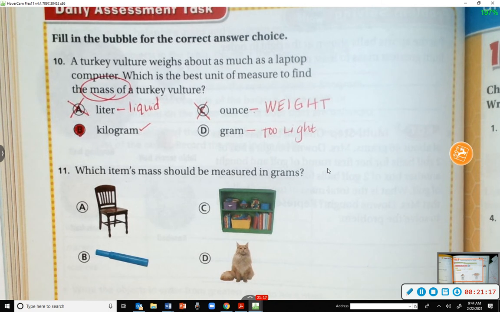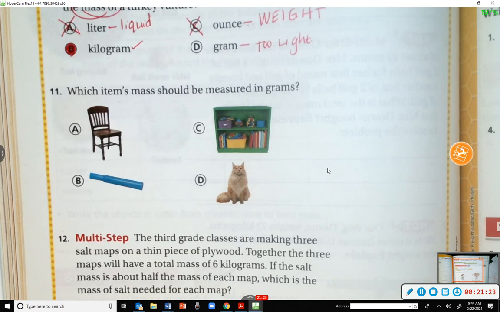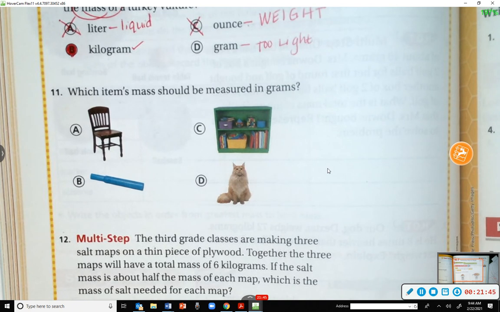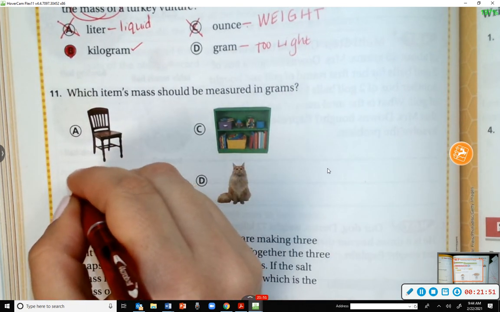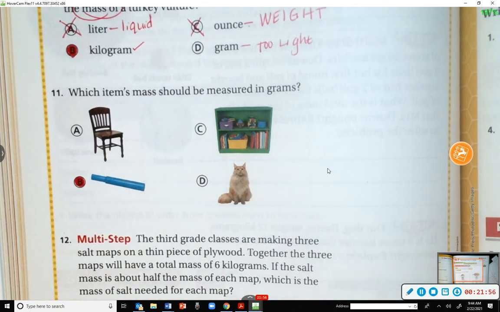Okay? Number 11. Which item's mass should be measured in grams? We have a chair, a highlighter, a bookshelf, and a cat. B. What do you think, Allie? A is too big and C is too heavy, and I don't know about D, and it's B because it's the lightest. Gram is very light. It's just a paper clip. All of these we would probably use kilograms to measure.